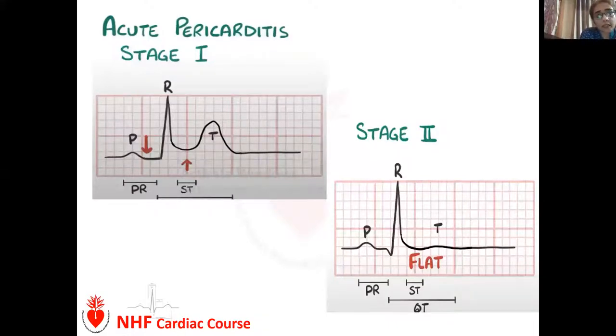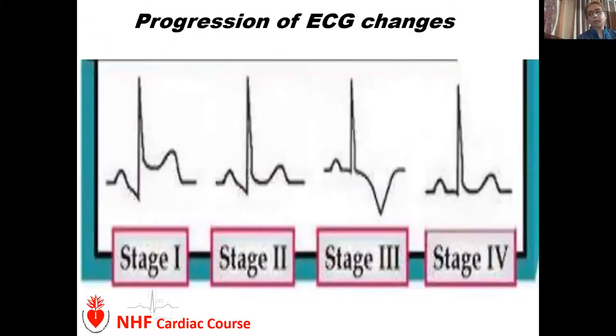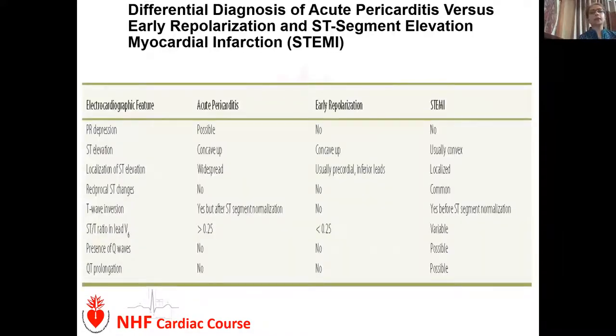And this elevation will be in concave shape in stage two. Both the PR segment and ST segment will be in isoelectric line, and there will be flattening of the T wave. Stage three, there will be T wave inversion, and this ECG change may persist indefinitely, especially in patients with chronic pericarditis. Stage four, the ECG will be normalized.